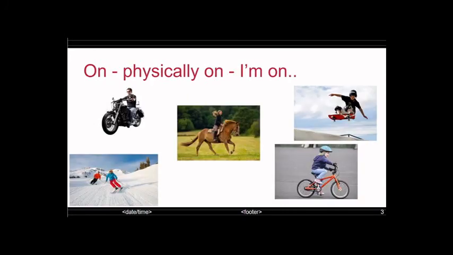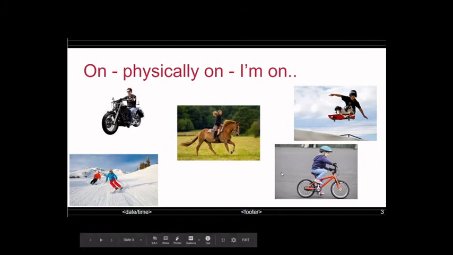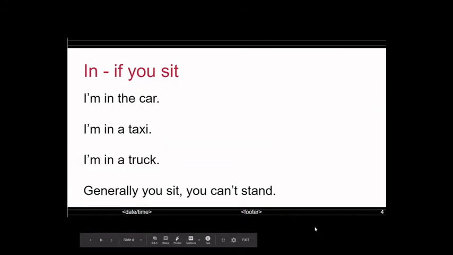The first use of on is if you're physically on something. Like, I'm on a motorbike, the woman is on a horse, the boy is on a skateboard, the people are on skis, the girl is on a bike. They're physically on these things, okay? So we can't use in with these at all.